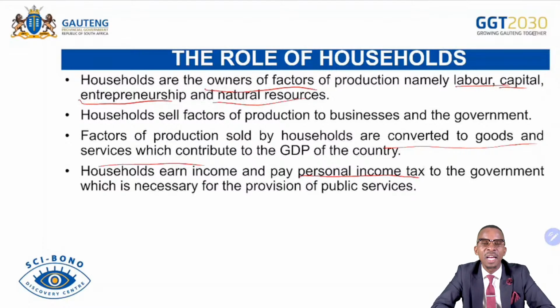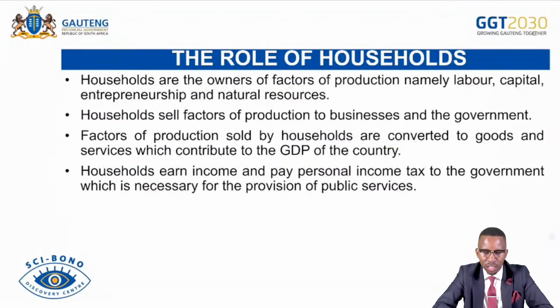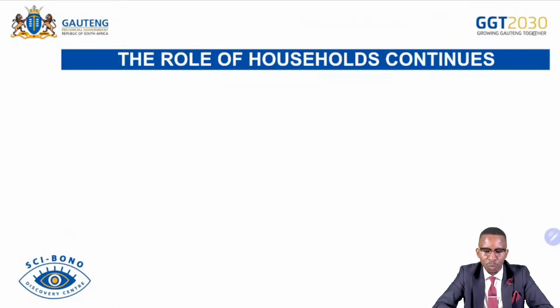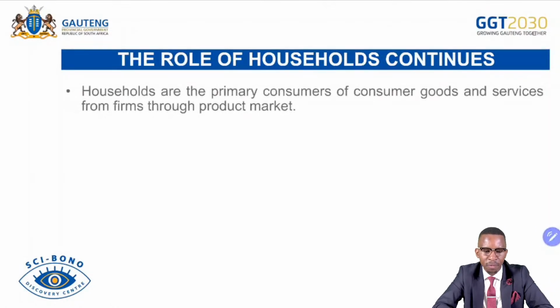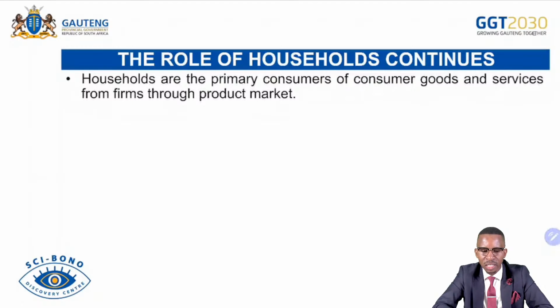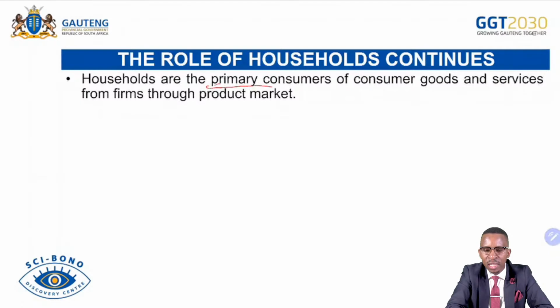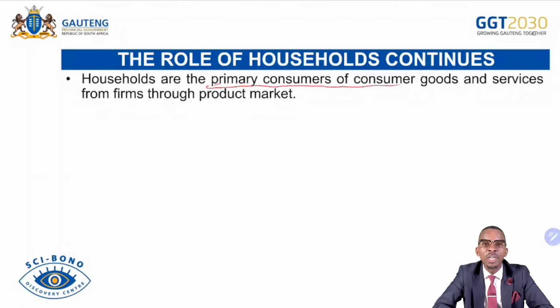We know that after they earn their income, as I've indicated on the circular flow, they pay personal income tax on their income, which is very important for the government because it can be redistributed to ensure social welfare and also the provision of public goods and services. We continue with the role of the household in the economy. Households are the primary consumers of goods and services from firms through the product market. We know that households consume the most consumer goods in the economy from firms, but they consume them via the product market.